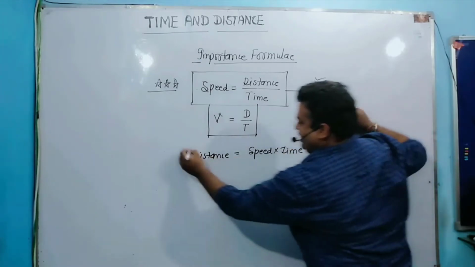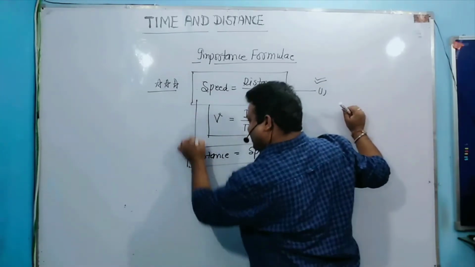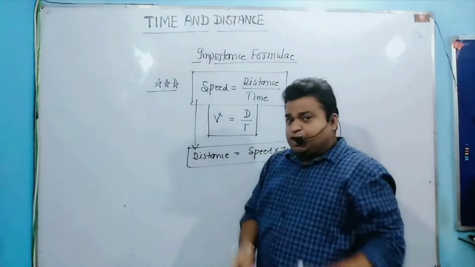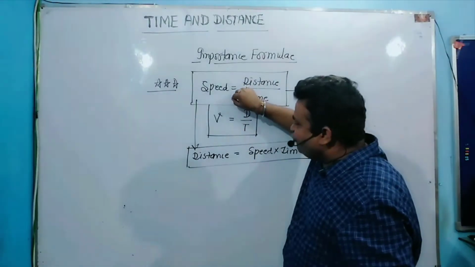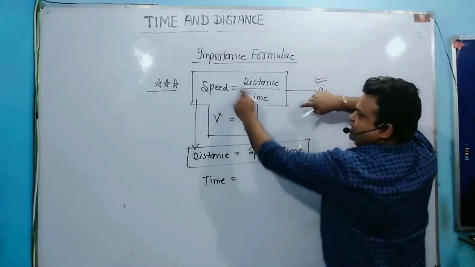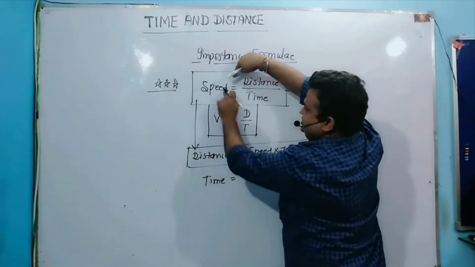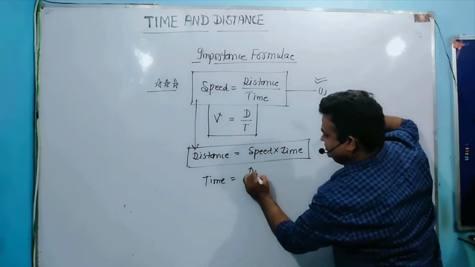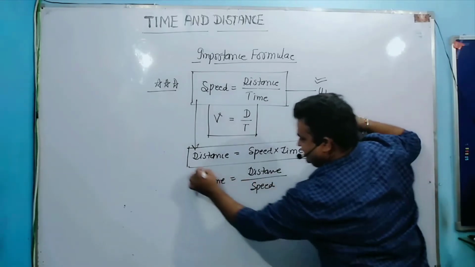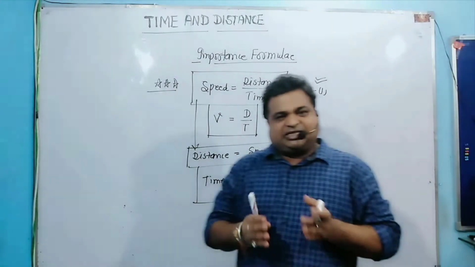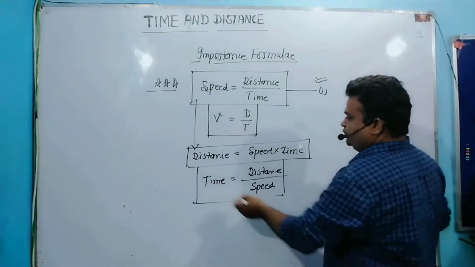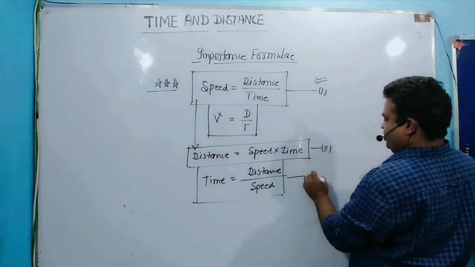So speed into time is another formula which is derived from this particular formula. You need to remember only this formula. And then what is time from this formula? Time is equal to distance divided by speed. So distance divided by speed will give you how much time you will take to complete a particular distance for a particular speed. So this is equation number 2, this is equation number 3.